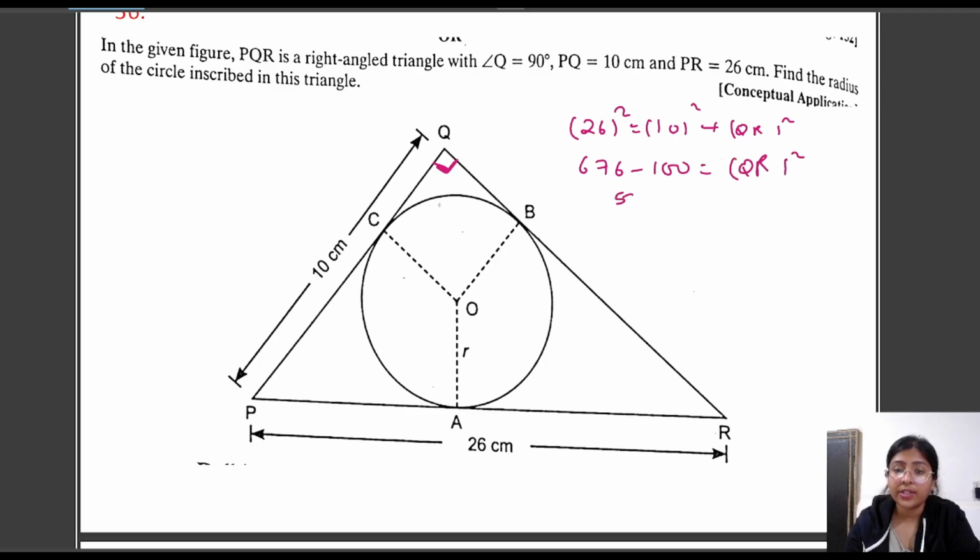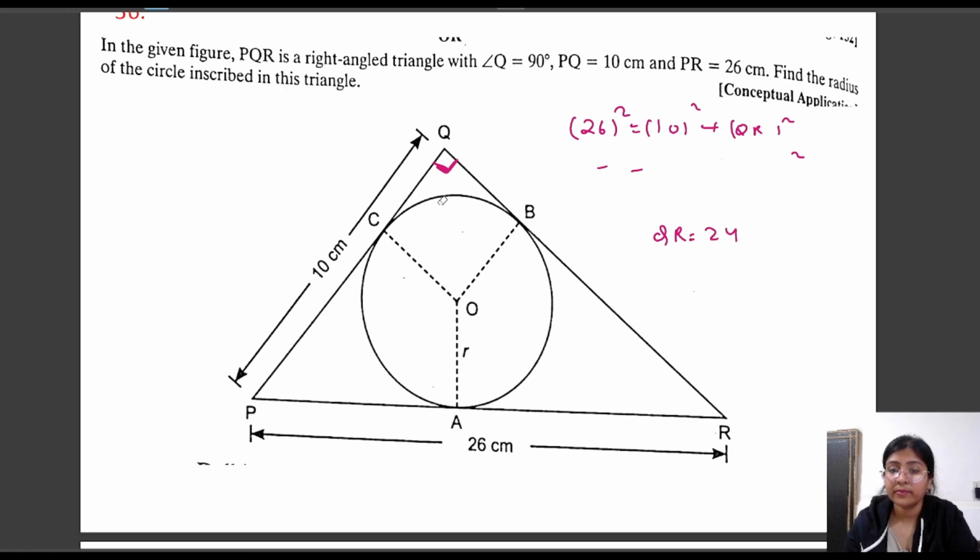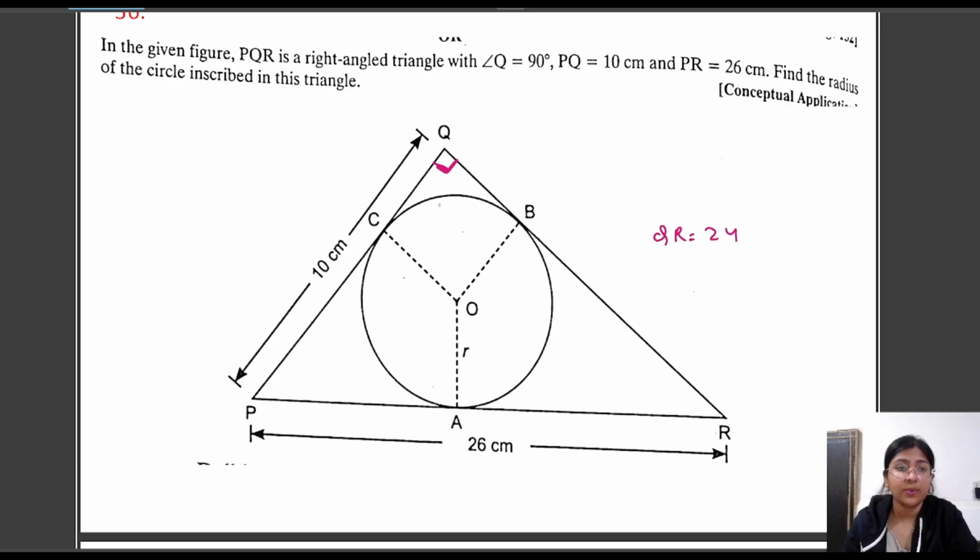Okay, 576 is a perfect square of which number? 576 is a perfect square of 24. So the length QR is equal to 24. This is clear to you? Okay. So this length QR is given as 24.